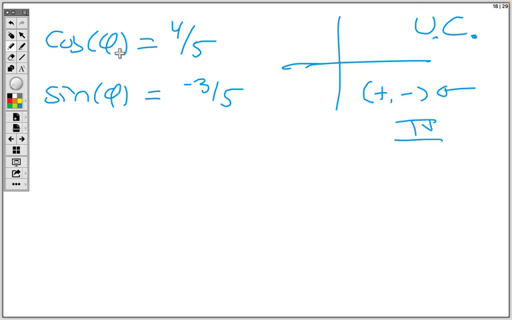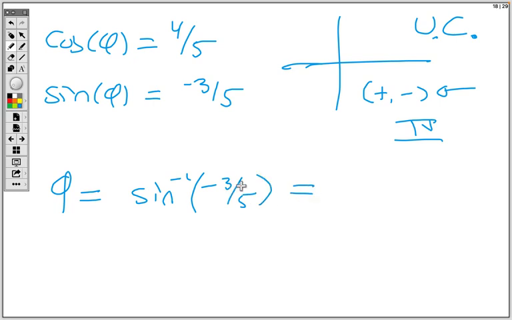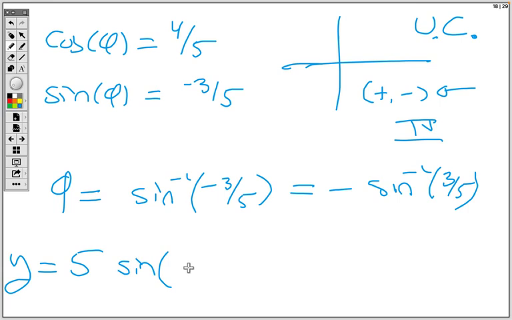Now if I take the inverse cosine, it's always going to land me up here because that's a positive number. If I take inverse sine of a negative, it will land me down here. So we could do phi then is the inverse sine of negative 3/5, which because of how inverse sine is, I can move that out front. And so I could write my answer this way as 5 times the sine of 2x minus the inverse sine of 3/5. So that would give us our phase angle phi.